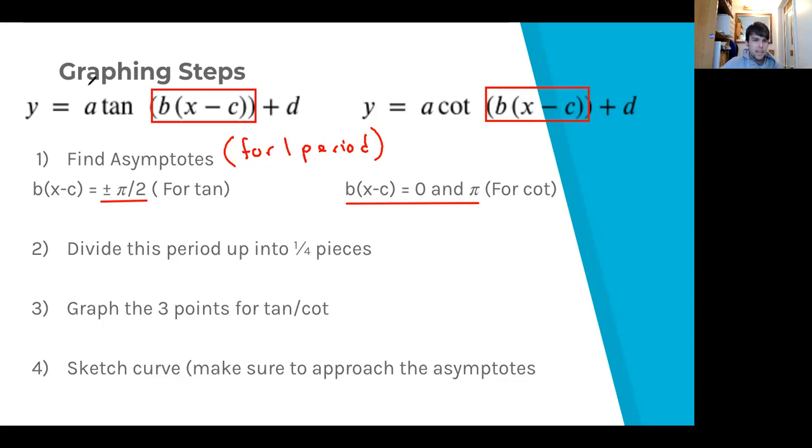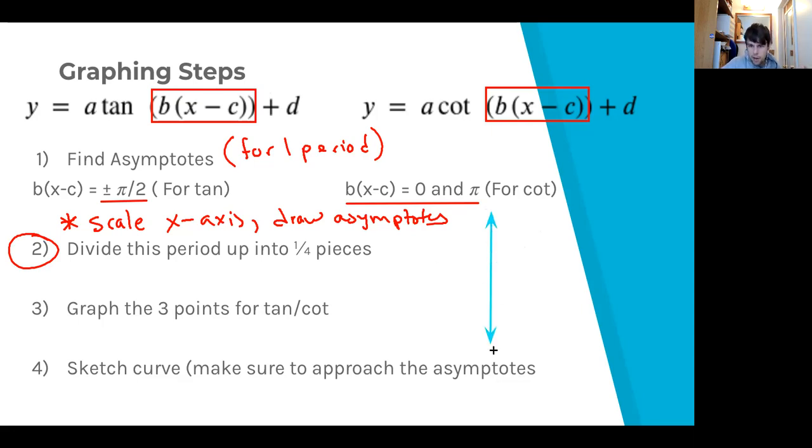After we do that, we can set up the scaling along the x-axis. That step's not really in here, but it's kind of a step right here. We have to scale the x-axis and draw the asymptotes and everything. So we scale the x-axis so we can put these asymptotes on there, and then we draw them in place. And then we make sure that we've divided the space between our asymptotes into 4 equal parts, 1/4 increments.